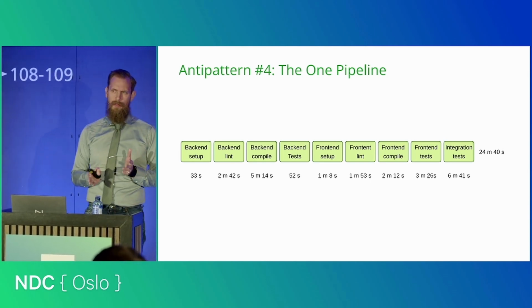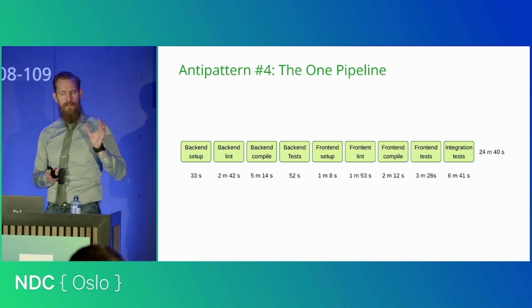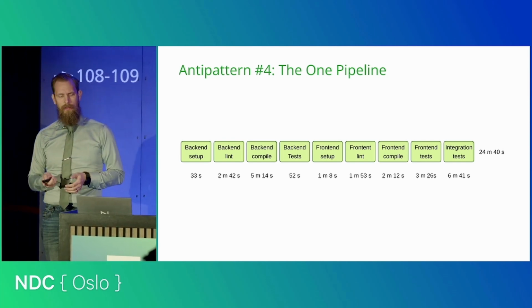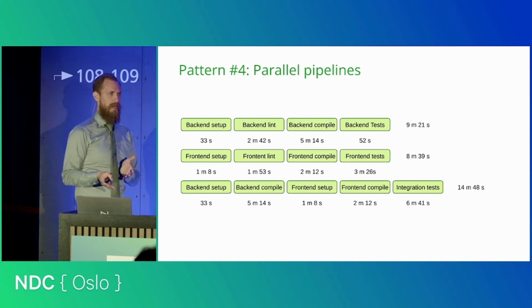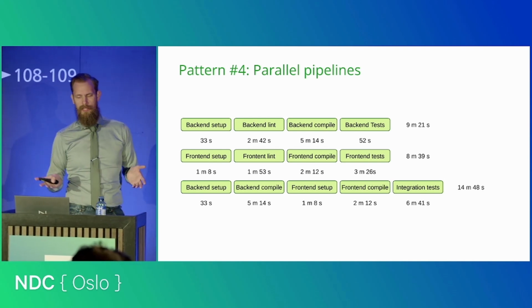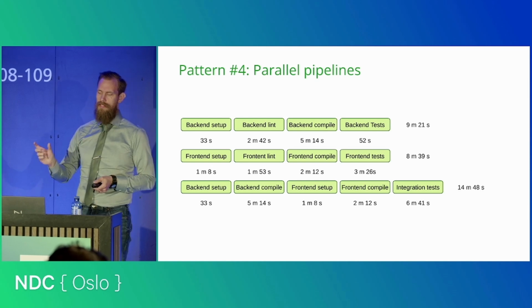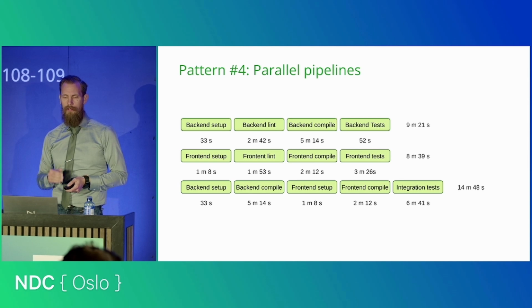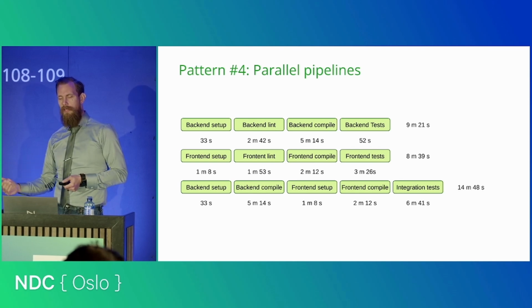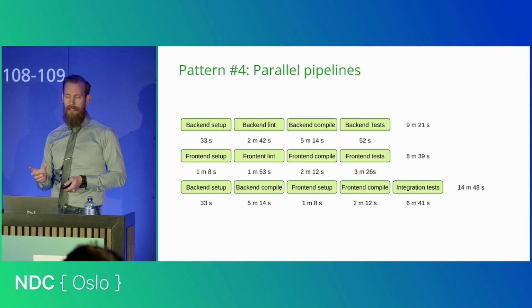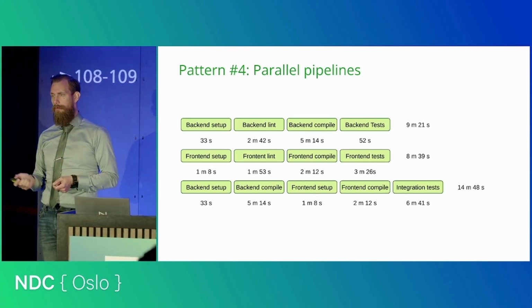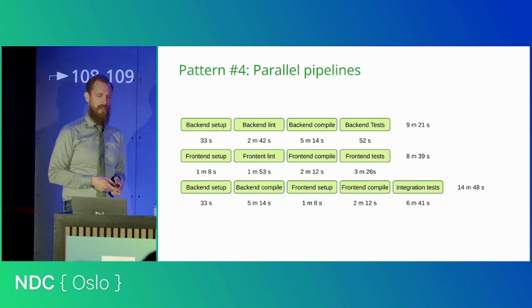But there are some independent parts in here, right? We don't need the backend to compile the front end. So let's split it up. Let's have one backend pipeline, one front-end pipeline, and then one integration test pipeline. So we do the backend linting, compilation, and testing in one pipeline. And in parallel, we do front-end linting, compiling, testing. And then in the third pipeline, we do the backend compilation, front-end compilation, and then we run the integration tests. Now we get the feedback after 14 minutes instead of 25. So we already saved ourselves 10 minutes waiting for that green check mark.